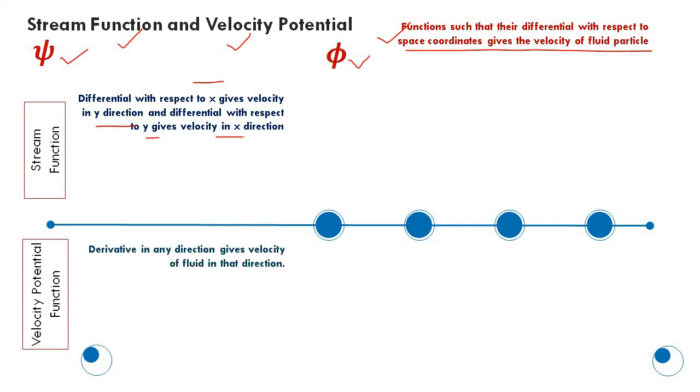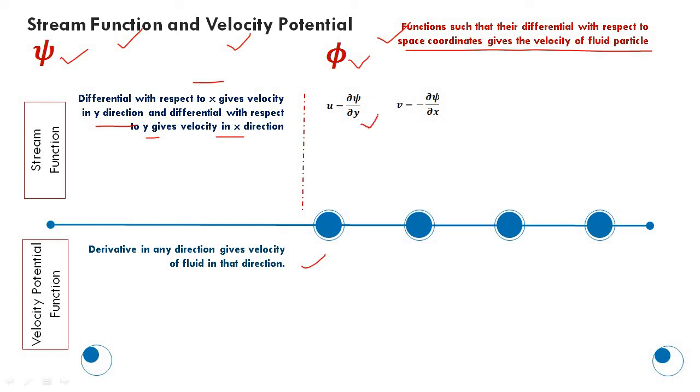Okay, then how to define the velocity potential function? It is defined the other way: the derivative in any direction will give the velocity of the fluid in that direction. So let us make it more clear.